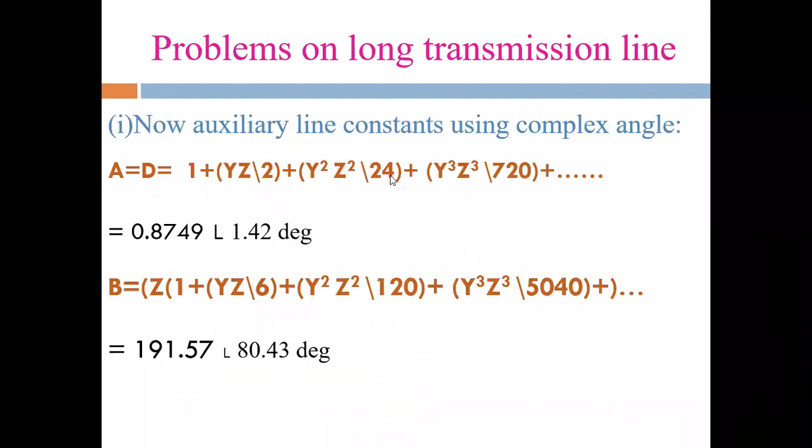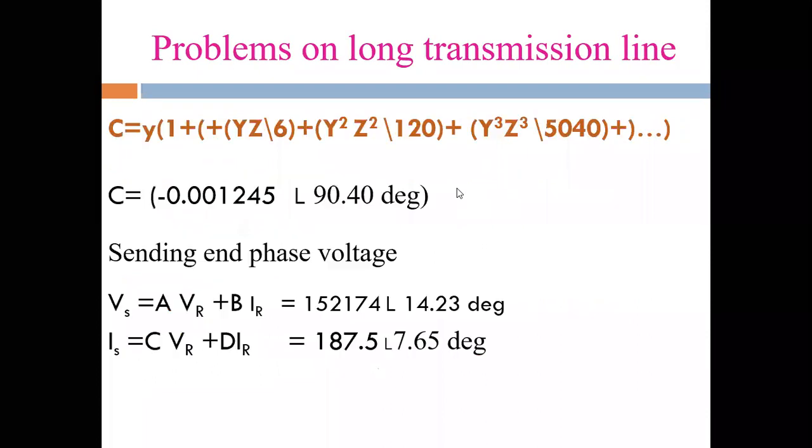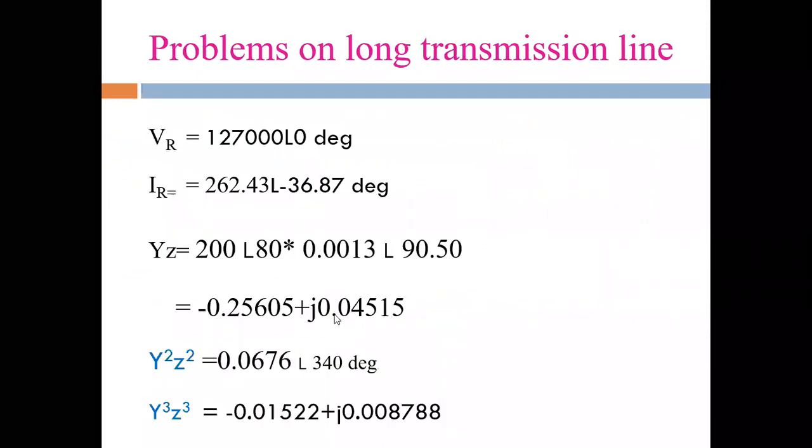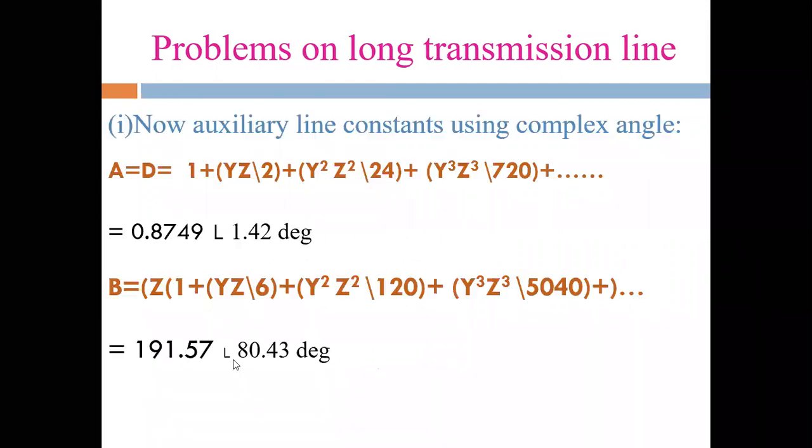Y cube Z cube means minus 0.01522 plus j0.008788. That is the values for YZ, Y square Z square, Y cube Z cube. That will be substituted in this A equal to D formula.